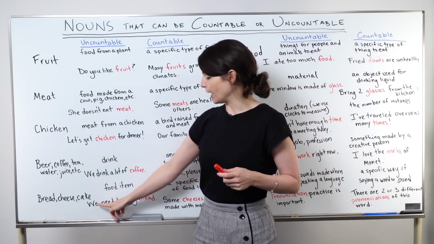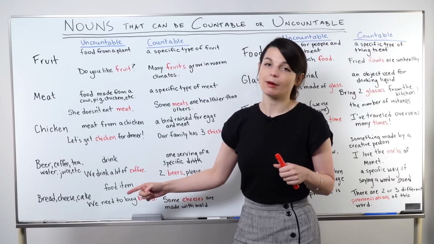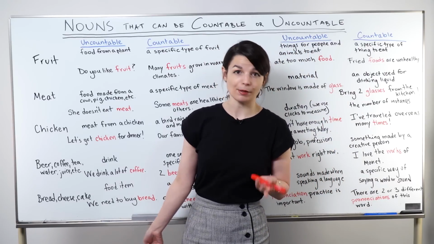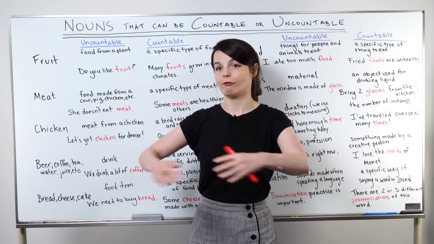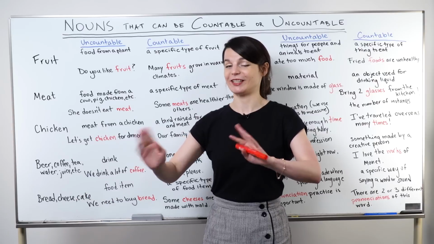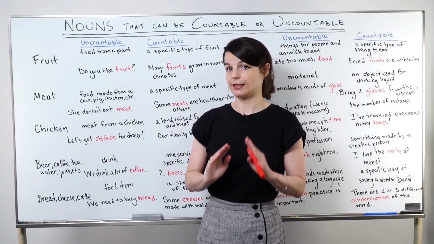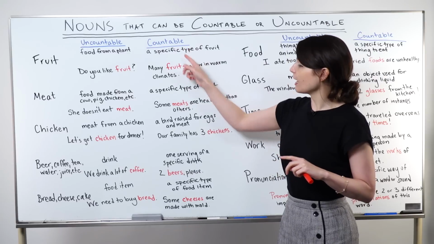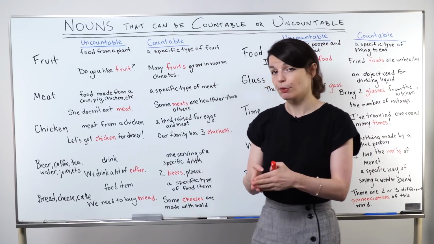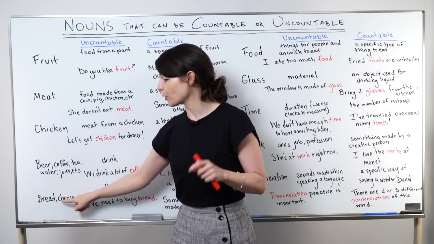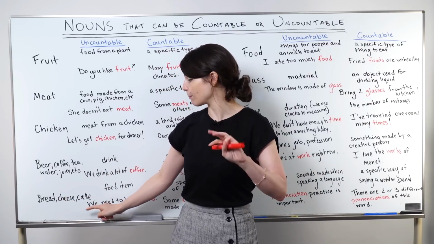As an uncountable noun, we use it in a sentence like this. We need to buy bread, or we need to buy cheese, we need to buy cake, or let's get some cake, let's get some cheese, and so on. This means generally that food. I want that food in particular. So we're not talking about the smaller parts or a specific type. But when we use it as a countable noun, it refers to a specific type of that item. So a specific type of bread or a specific type of cheese, a specific type of cake.